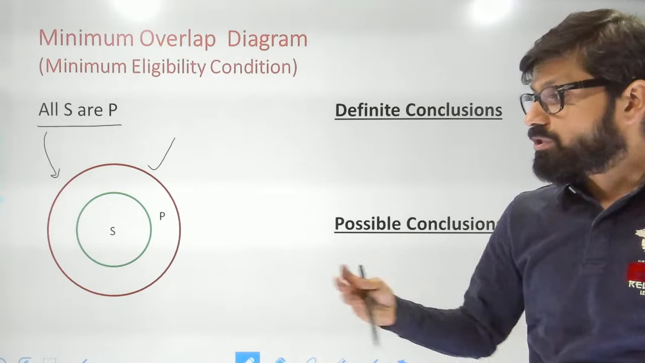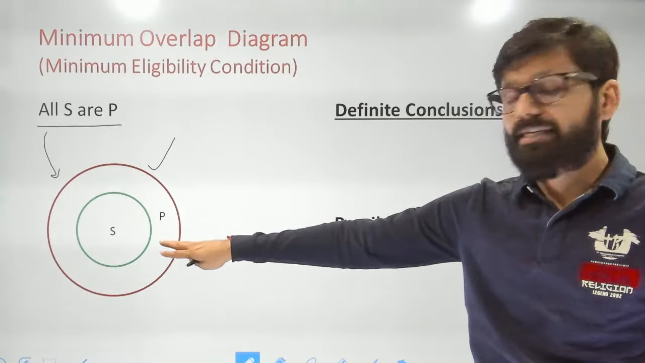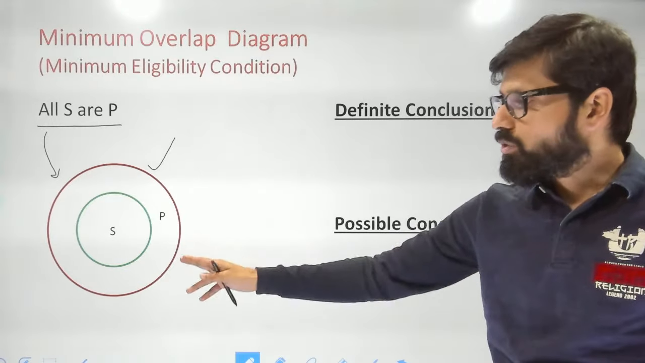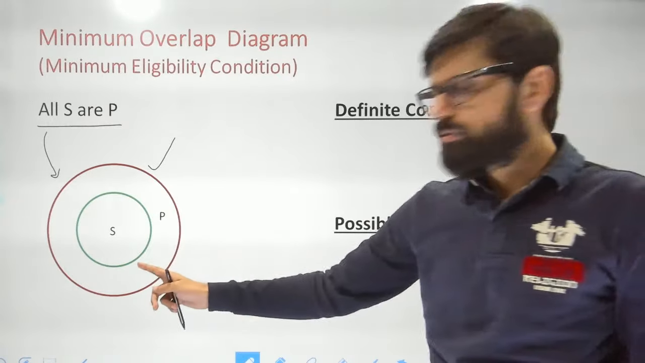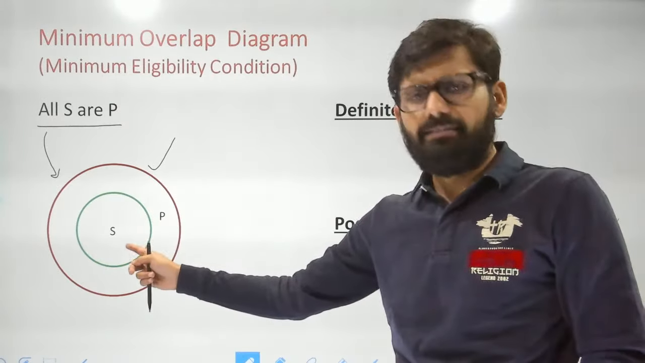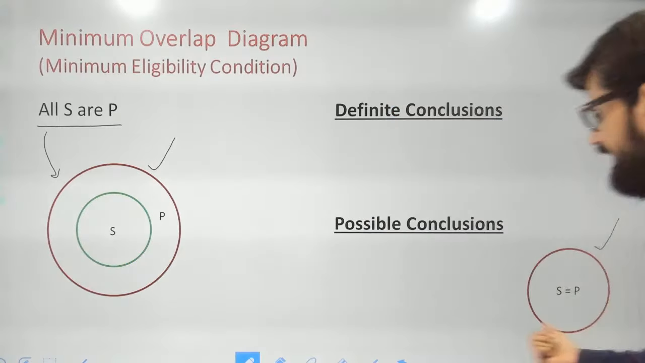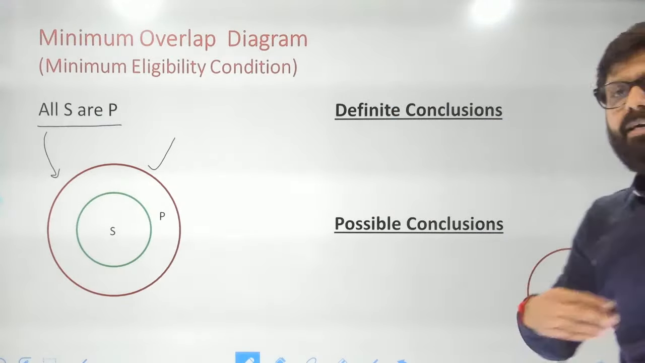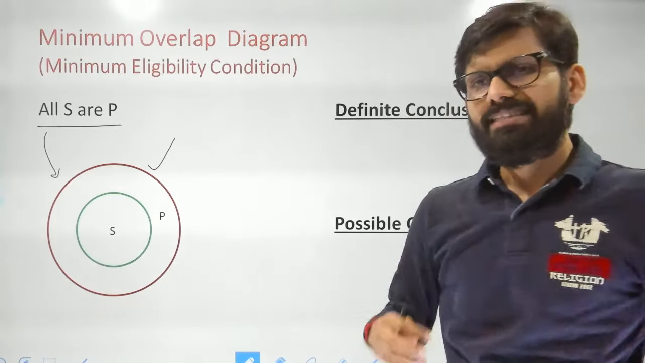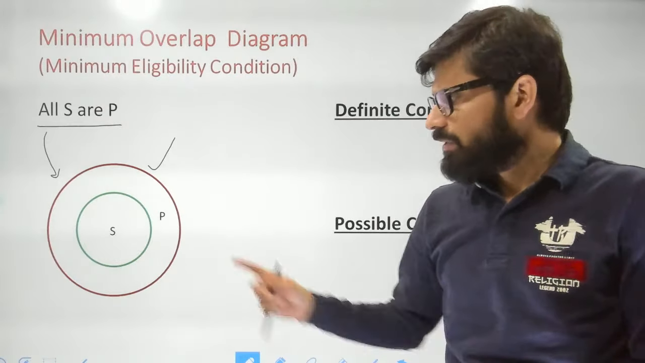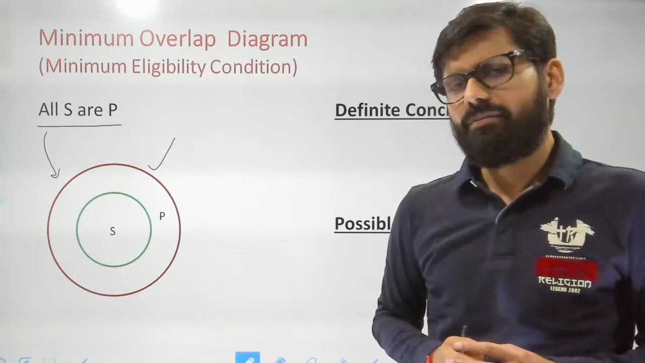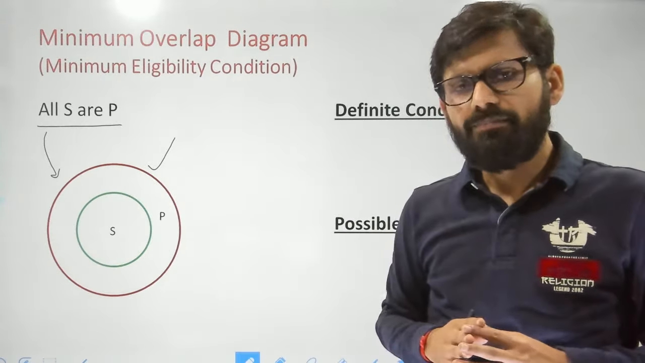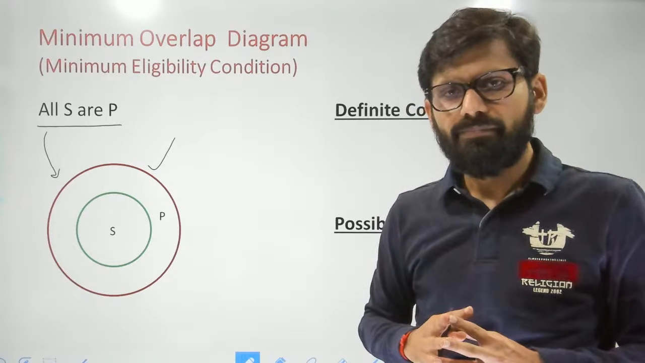Now mostly people would say that the diagram on the left is a better representation because it does not show all P to be S, whereas the diagram on the right shows all P are S. And again, the reasoning is that we do not know for sure whether all P are S or not. The only thing we know is all S are P. So this is a better representation.